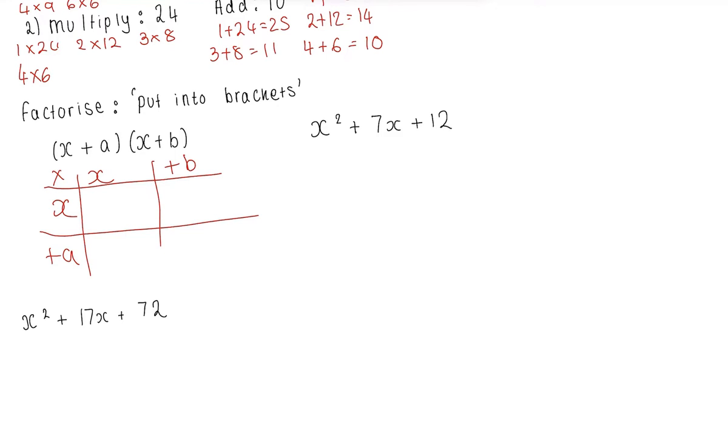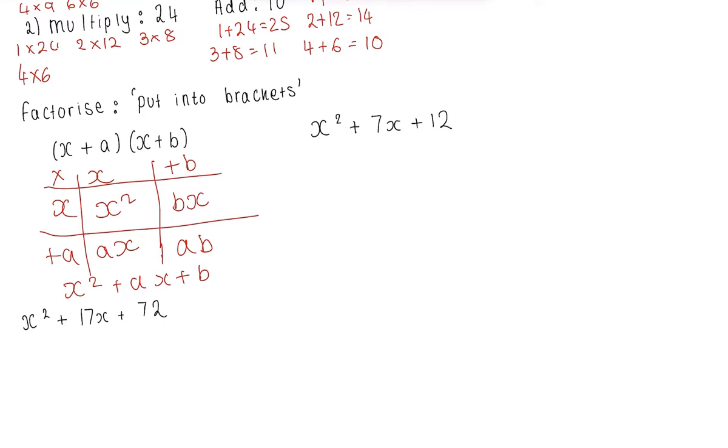So x times x is x squared, so I'm still getting that bit at the start. Now x times b is going to be b lots of x, whatever that is. A times x is going to be a lots of x, and a times b is just going to be ab.